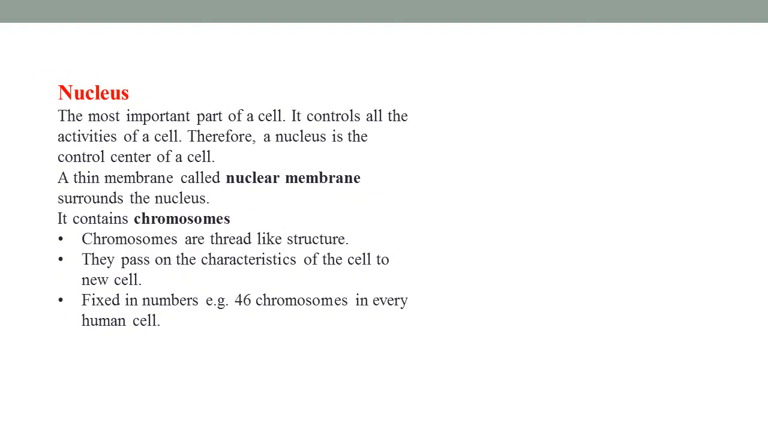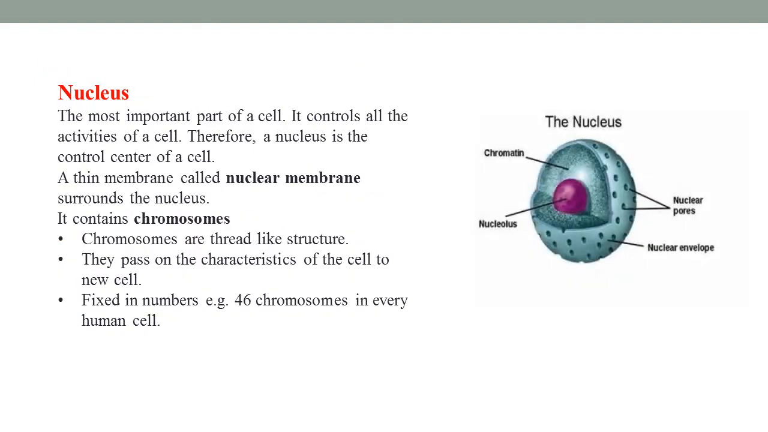Now, the most important part of a plant cell is its nucleus that controls all the activities of a cell. Therefore, nucleus is also called the control center of a cell. Students, a thin membrane, called nuclear membrane, surrounds the nucleus and protects it. A nucleus contains chromosomes that are small thread-like structures that pass on the characteristics of a cell to the new cell. They are always fixed in number in every species. For example, a human cell contains 46 chromosomes. Well, this is also a part of your question number 3, that is, write a note on the nucleus of a cell.